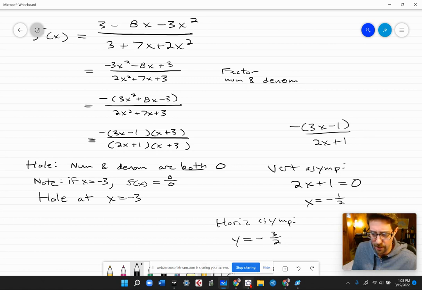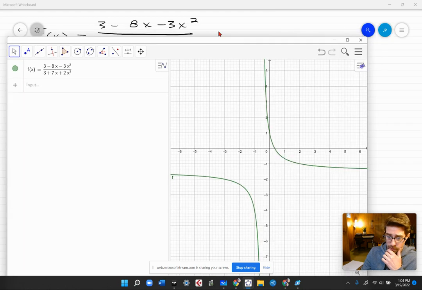While I've got you, why don't I take a second just to actually graph that, so we can make sure we're right. Give me 1 second to do that. 3 minus 8x minus 3x squared over 3 plus 7x plus 2x squared. All the stuff I just said should jibe with whatever's on the graph. But you won't see the hole. So we said there's a vertical asymptote at x is -1/2 and a horizontal asymptote at y is -3/2.